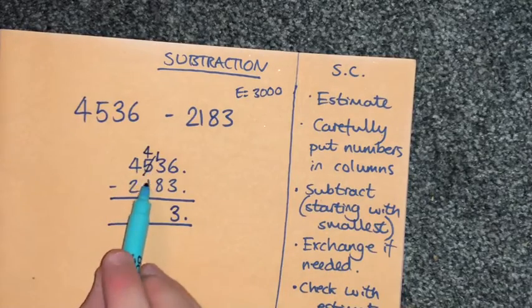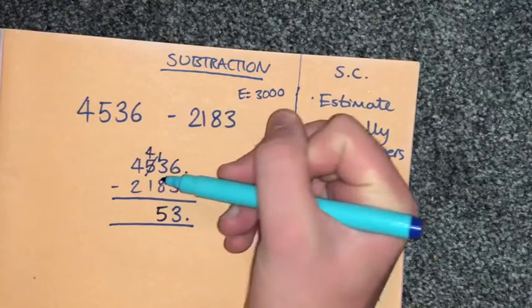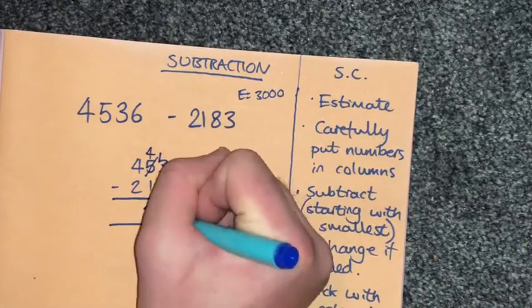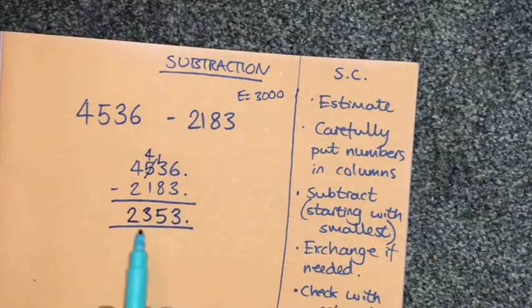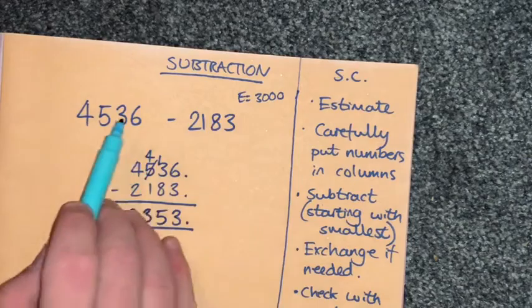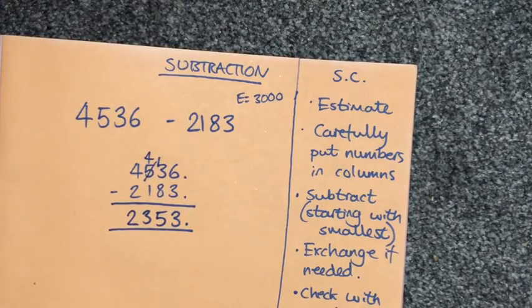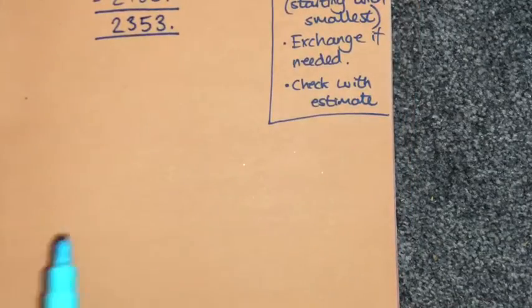So then I end up with 13 tens. So 13 tens take away 8 tens is 5 tens. 400s take away 100 is 300s. And 4,000s take away 2,000s is 2,000. I got an answer of 2,353, which is a bit away from 3,000, but we did end up adding a lot to that. So I'm happy that that's right. Fairly straightforward then. Okay, let's move on to a slightly more difficult one.